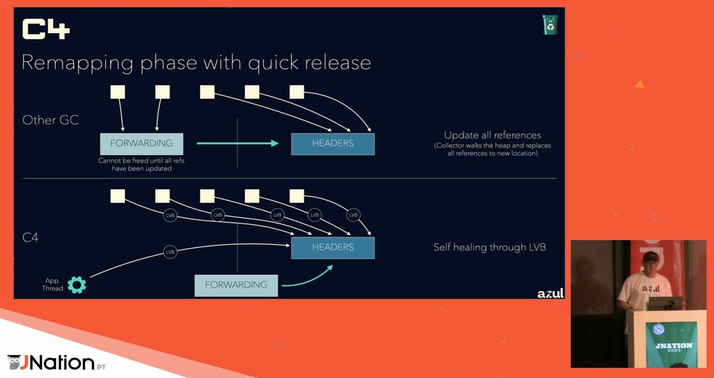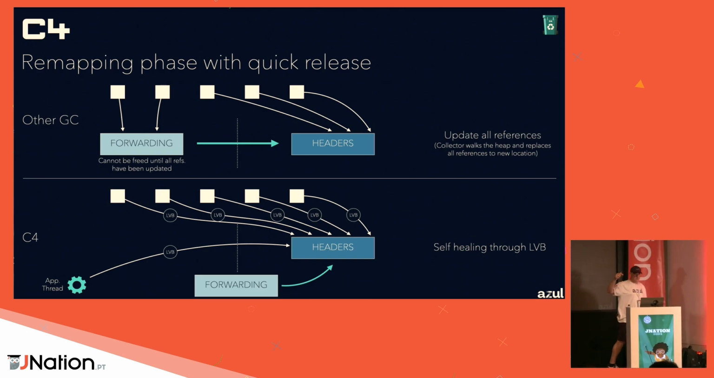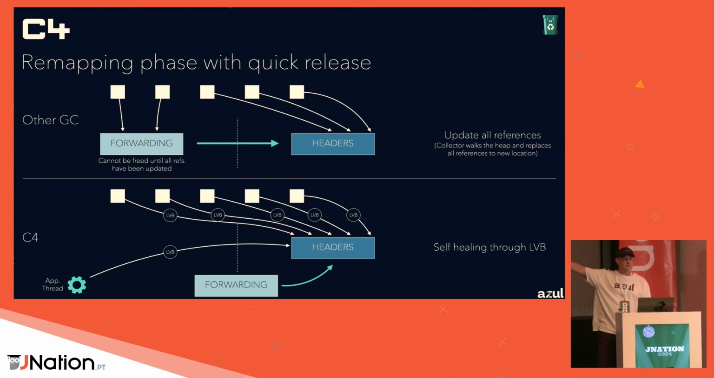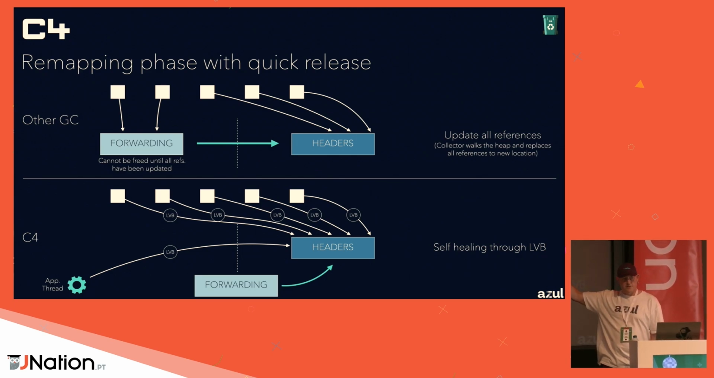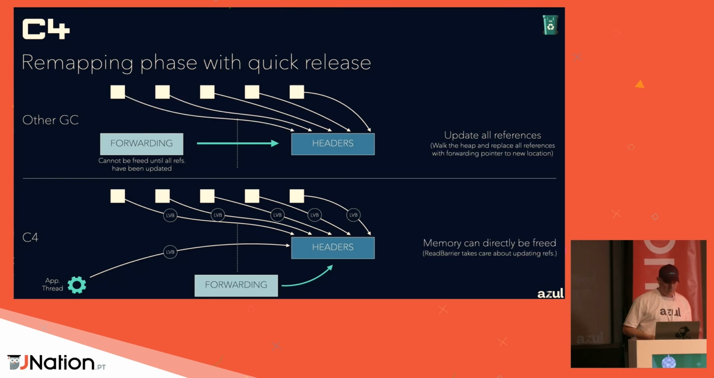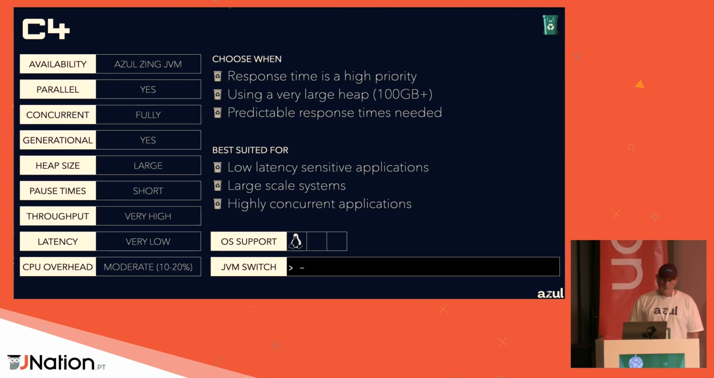And that helps. Once this is done, we can just remove the original object from the physical memory, exactly at that point, where the other collectors have to first update all the references because the information is in the forwarding header, and this is still in the old location. They have to wait until all the references have been updated. We don't have to, because we have the forwarding information somewhere off heap, and ZGC the same. So this is faster, it's so-called quick release. All right, this is the same as ZGC.